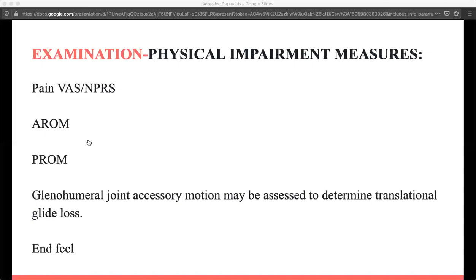So if active and passive are both limited, you're thinking more inert tissue like ligaments or joint capsule. Pain only with active, more muscle.